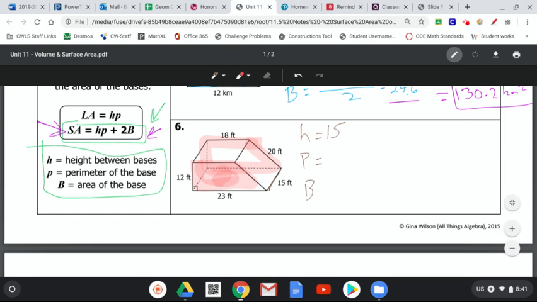The perimeter of the base, well, it's kind of all given, but it's not really written on one trapezoid. So we have 20 here for this length, and then we have 18 up here for this length. So we're going to add 12, 18, 20, and 23 together. And when we do that, we should get 73.